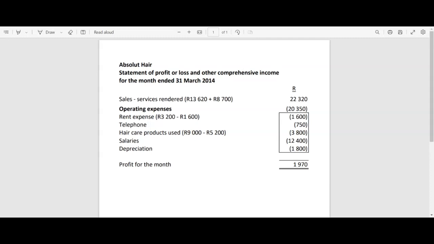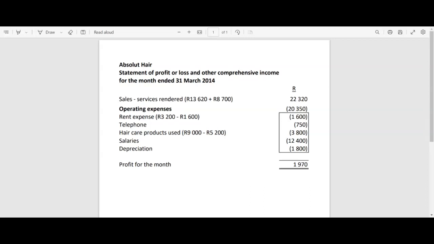Bad, bad, bad. Unfortunately, it's a necessary evil. You cannot generate income unless you incur certain expenses. Hopefully, at the end of the day, you make a profit out of it, right? So it is not a good thing, but it is unfortunately, like we say, a necessary evil. So therefore, it is a negative thing. So all our expenses we are going to show in brackets as negative figures.